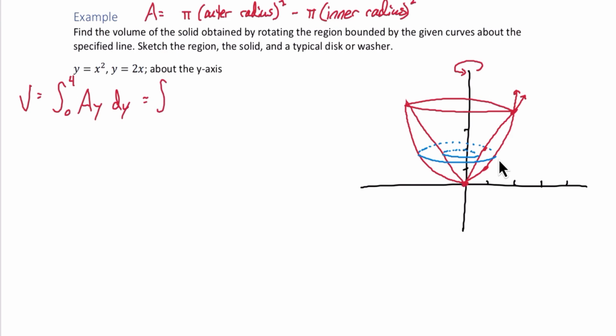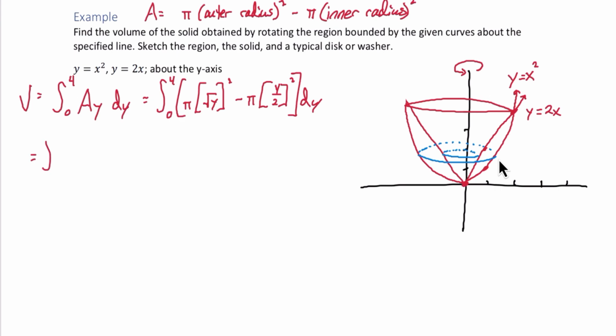So continuing our integral, we have 0 to 4. To find that area, we have pi times the outer radius, which is the square root of y, because this equation is y equals x squared. Solving for x, we would get the square root of y. And then minus pi times the inner radius, which is y over 2. And that's coming from y equals 2x, that line. If we solve for x, we get y over 2.